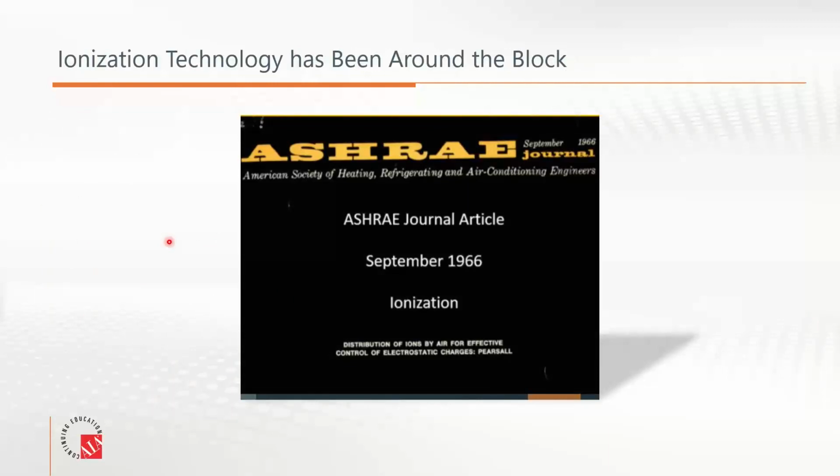I put this slide in here just to let people know that ionization has been around for over 50 years. And the point here is that when they were first using ionization, it was primarily used for static control in the aerospace industry, in the electron building industry. But as time went on, the technology was able to be helpful in a lot of other areas.